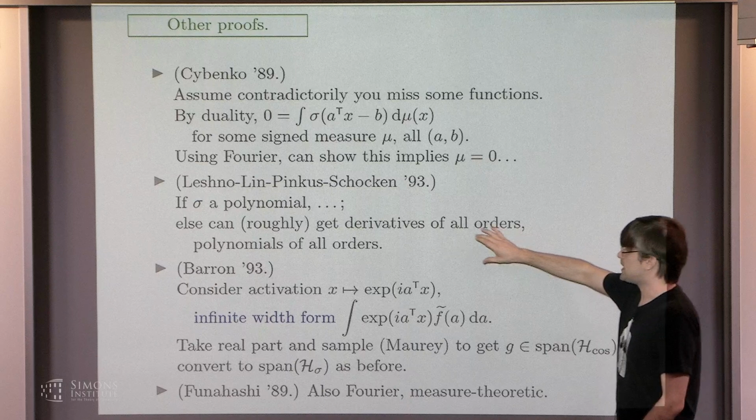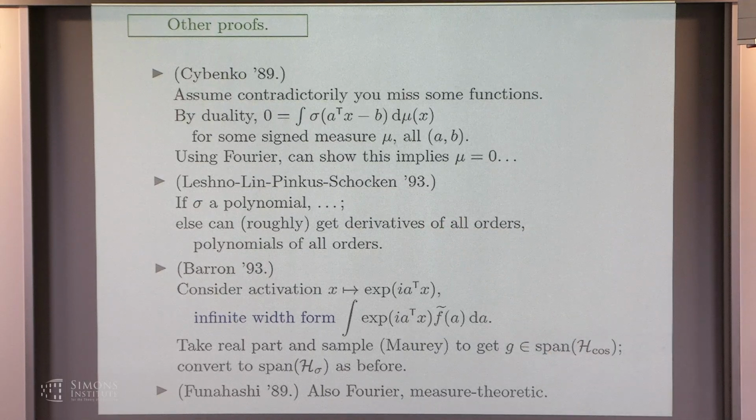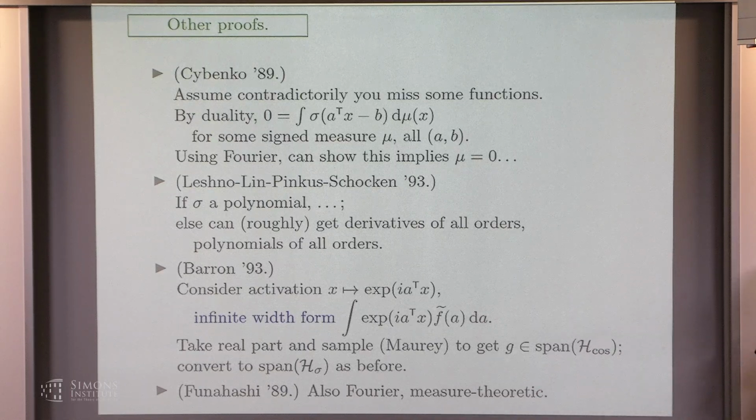The other direction is absolutely insane. What it says is that suppose you're not a polynomial. It does a little bit of math and proves that you have infinitely many derivatives. It does not assume smoothness. And from infinitely many derivatives, it points out that you can do a bunch of clever math to basically get any monomial you want.